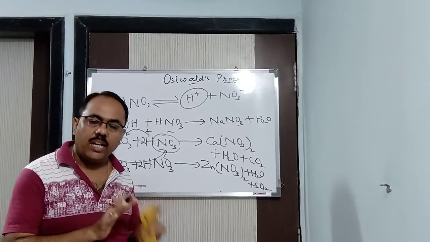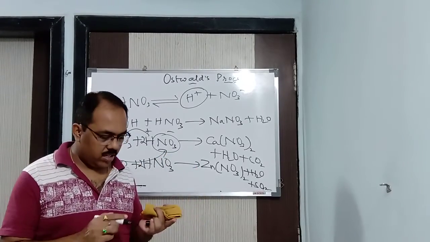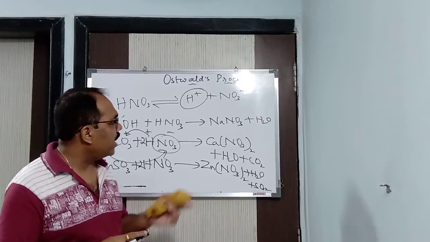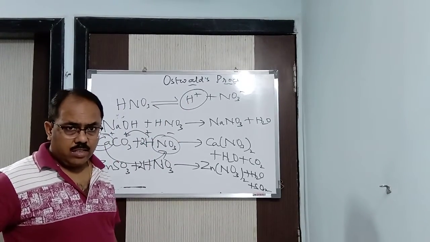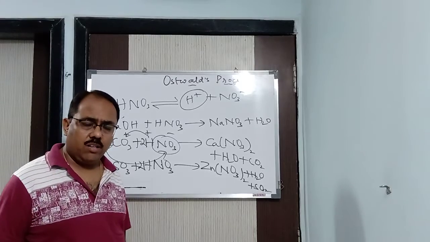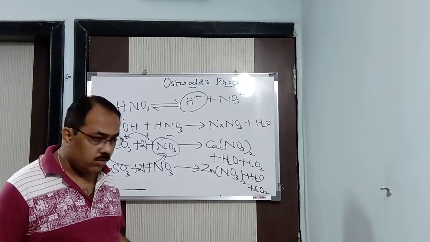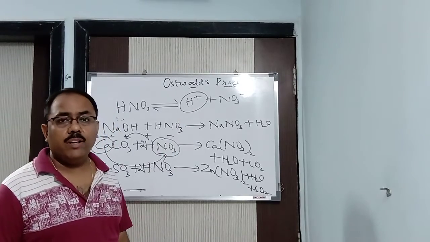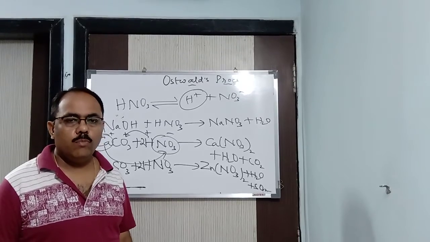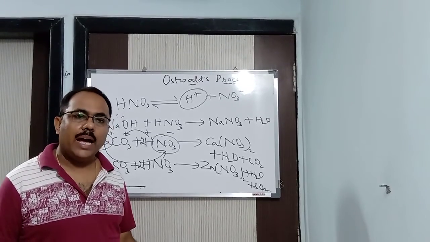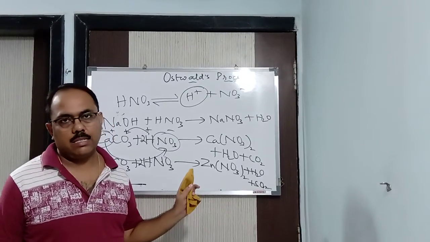But concentrated, no chance. Concentrated, due to the absence of water, does not dissociate into its ions. You know why dilute nitric acid dissociates into H plus ions? You have studied, water, which has a high dielectric constant, dissociates nitric acid into its ions. But when we say concentrated nitric acid, are we having water? No. Because it's a covalent substance, it will act only as an oxidizing agent. It will not act as an acid.